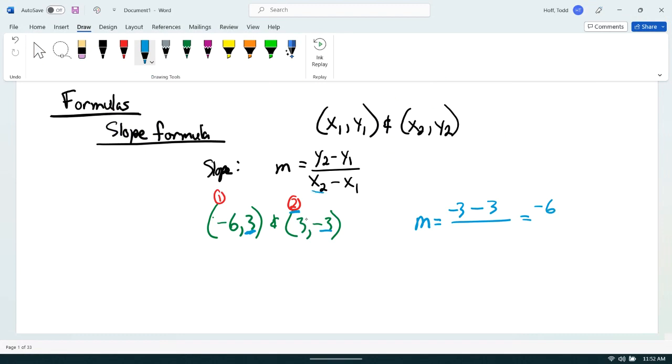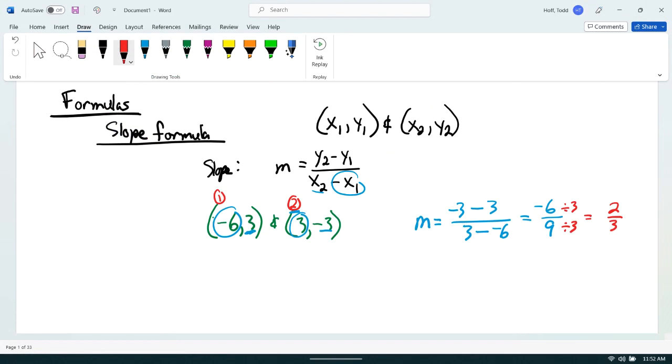Then we have x2, so that's point 2 x coordinate is 3, minus x1. So that's point 1 x coordinate is a negative 6. Again, we have to be careful with the negatives. 3 minus a negative 6 is the same as 3 plus a positive 6, so that is 9. And then we reduce. Both 6 and 9 divided by 3. 6 divided by 3 is 2. 9 divided by 3 is 3.